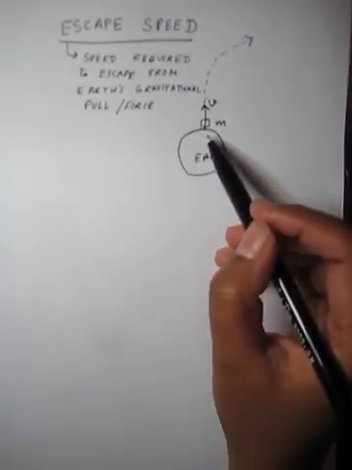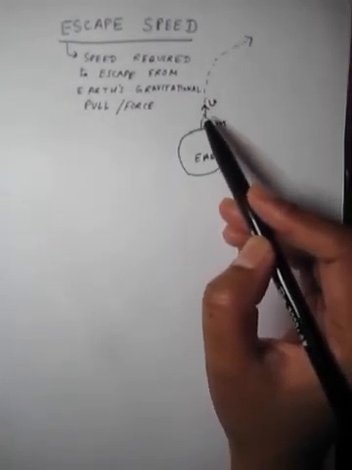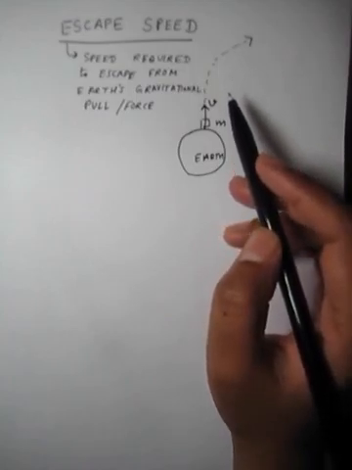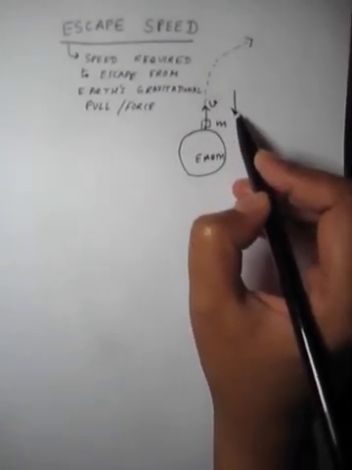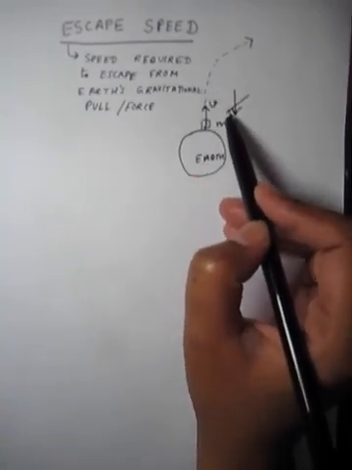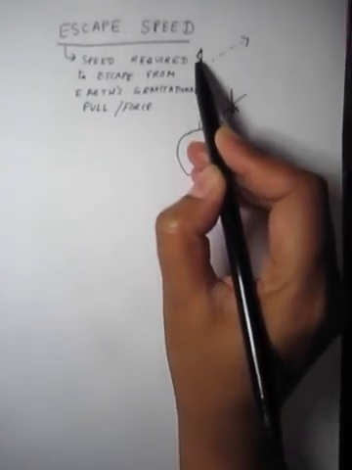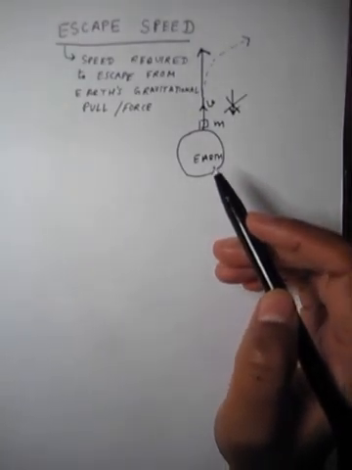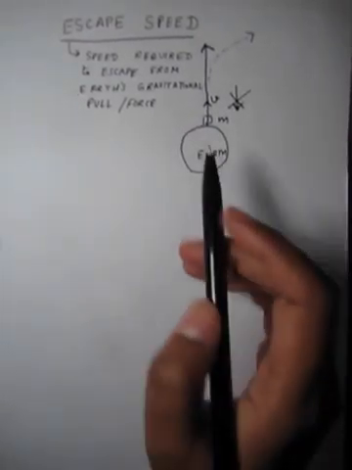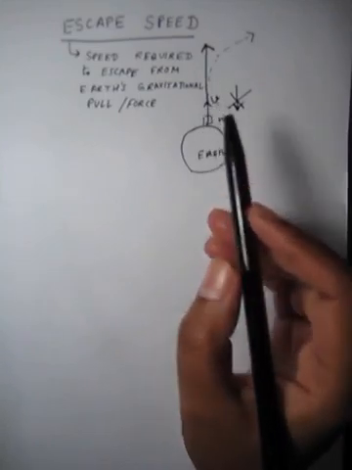Okay, so we need to find out what the speed is. Usually when we throw something, it will come back. But now we want that when we throw this object, it doesn't come back and it leaves the surface of the Earth. So now let's try to find out and calculate the speed.